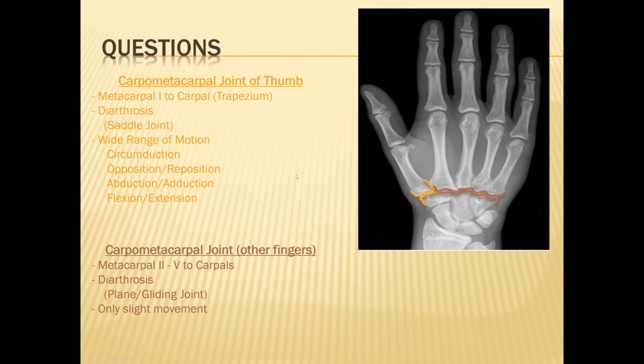Another type of joint we can identify are the carpometacarpal joints for the other fingers. So this one here was the special one. This is a saddle joint. The other 4 are all different. So these are between metacarpals 2, 3, 4, and 5 and the carpal bones. These are all synovial joints or diarthroses. Specifically, these are all plane or gliding joints. So these are right in the middle of the palm of your hand, so you don't have a whole lot of movement in the palm of your hand. And so only very slight movement is allowed between these bones.